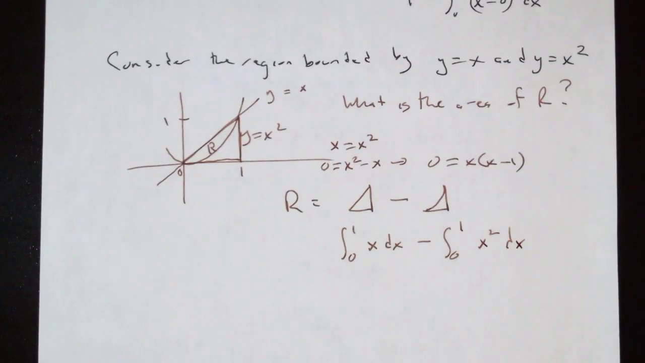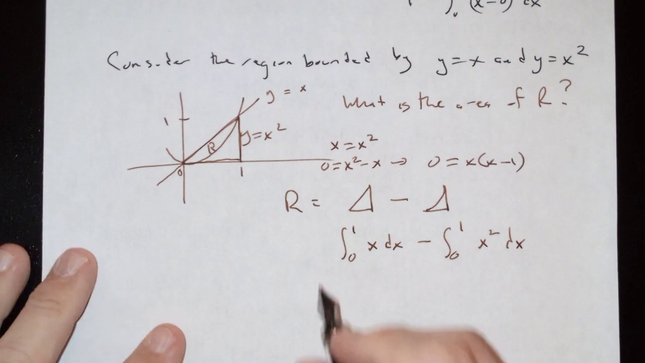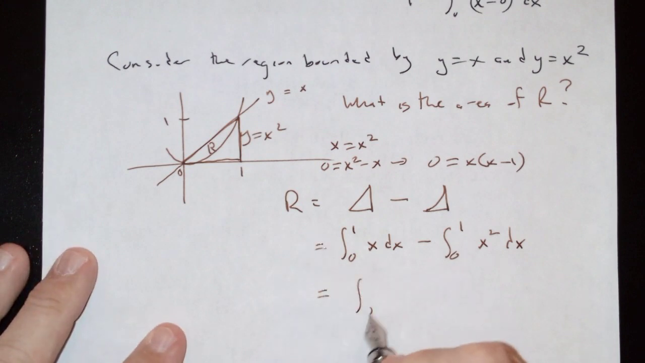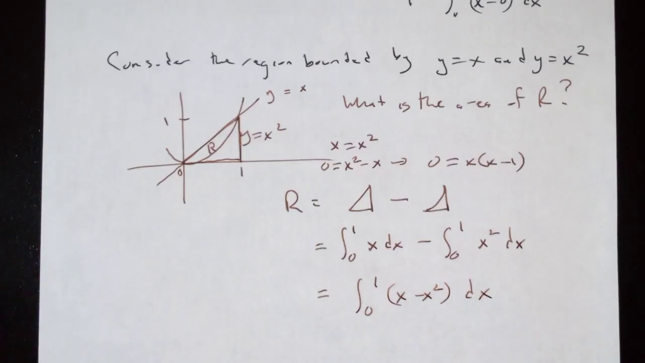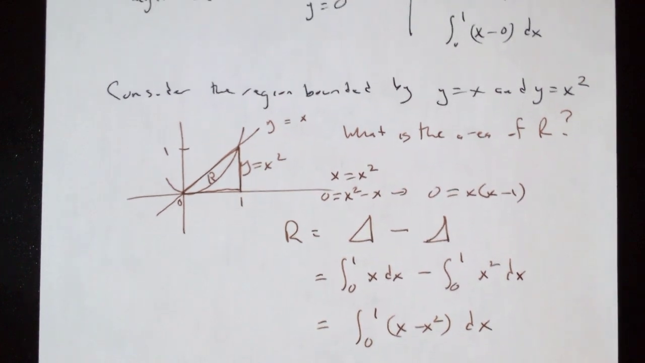And those are the integrals that match those shapes. I have two integrals that both go from 0 to 1, and they're being subtracted. That means I could combine them and make it one integral. And all of a sudden, I think of these again.